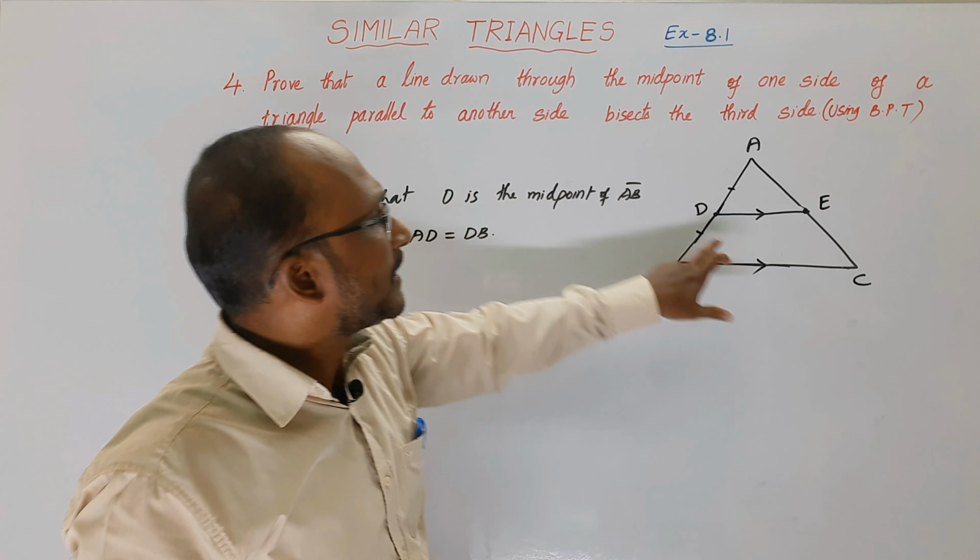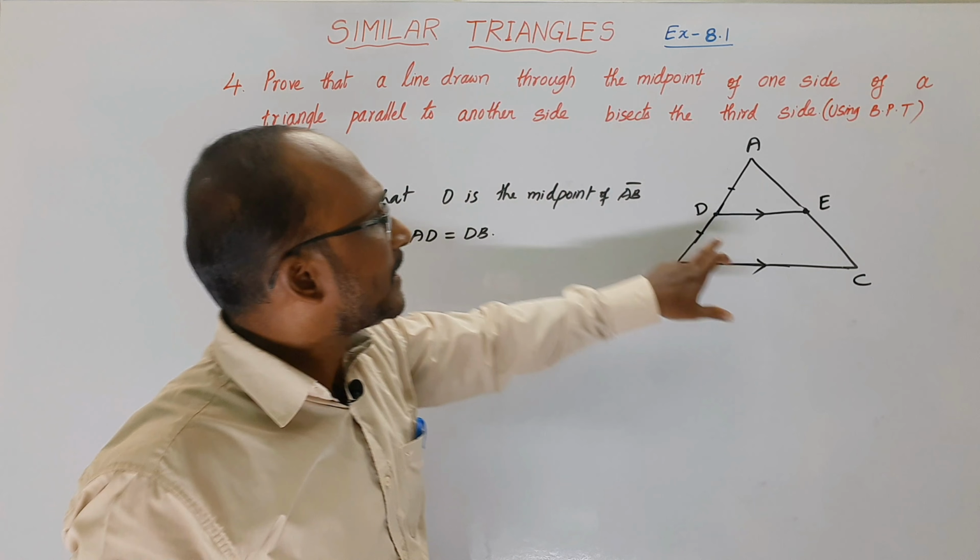Now let us see the converse of the basic proportionality theorem. The statement is, if a line divides two sides of a triangle in the same ratio, then the line is parallel to the third side. Here also let us picturize this statement. Here ABC is the triangle and DE is the line which divides the sides AB and AC in the same ratio, that is, AD by DB is equal to AE by EC.